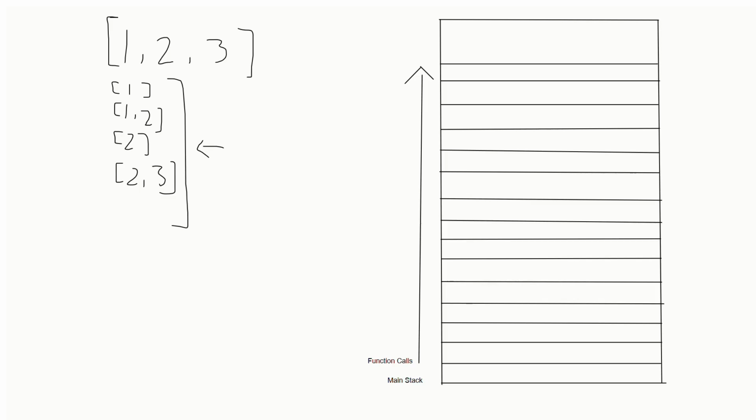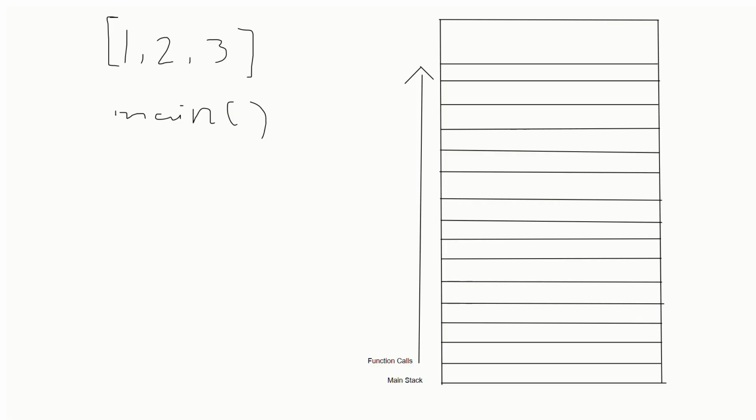So let's say we're gonna start with the main stack over here as well. So for example, in our main function, we are calling our backtracking function. We are giving it a list as a parameter, and an index as well. So starting index is going to be 0. So we are calling our backtracking function in the main stack.